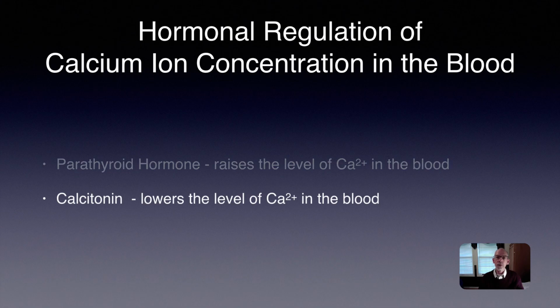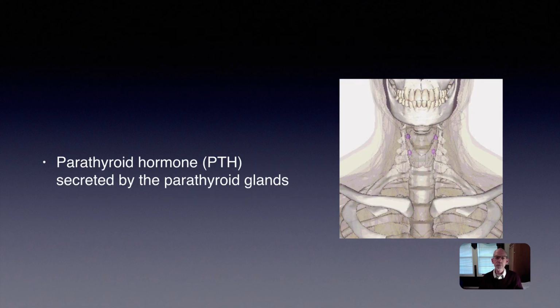A hormone that does the opposite is called calcitonin. This is a hormone that is released from certain cells of the thyroid gland, and its role is to lower the calcium ion levels if they're too high. So in other words, if the calcium ion levels are too high, what will happen is the calcitonin will be released by the thyroid gland, and that will bring the calcium ion levels back down to the normal homeostatic levels.